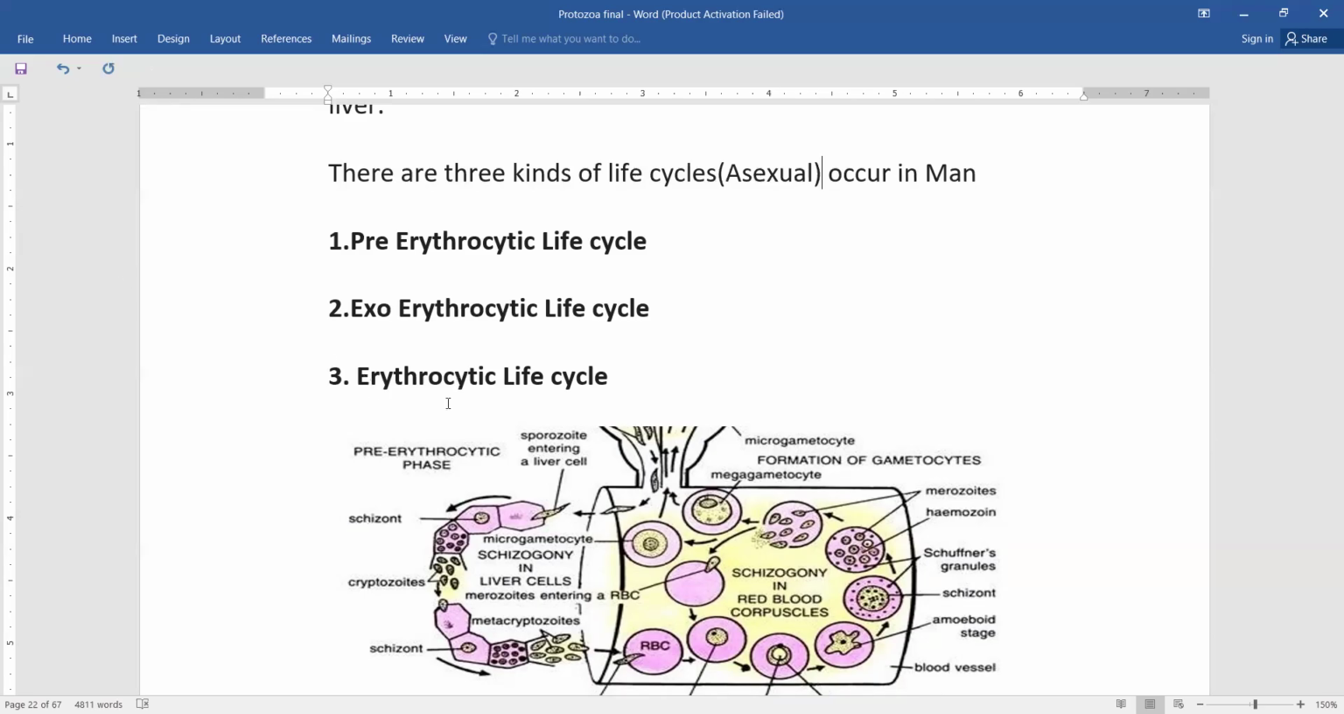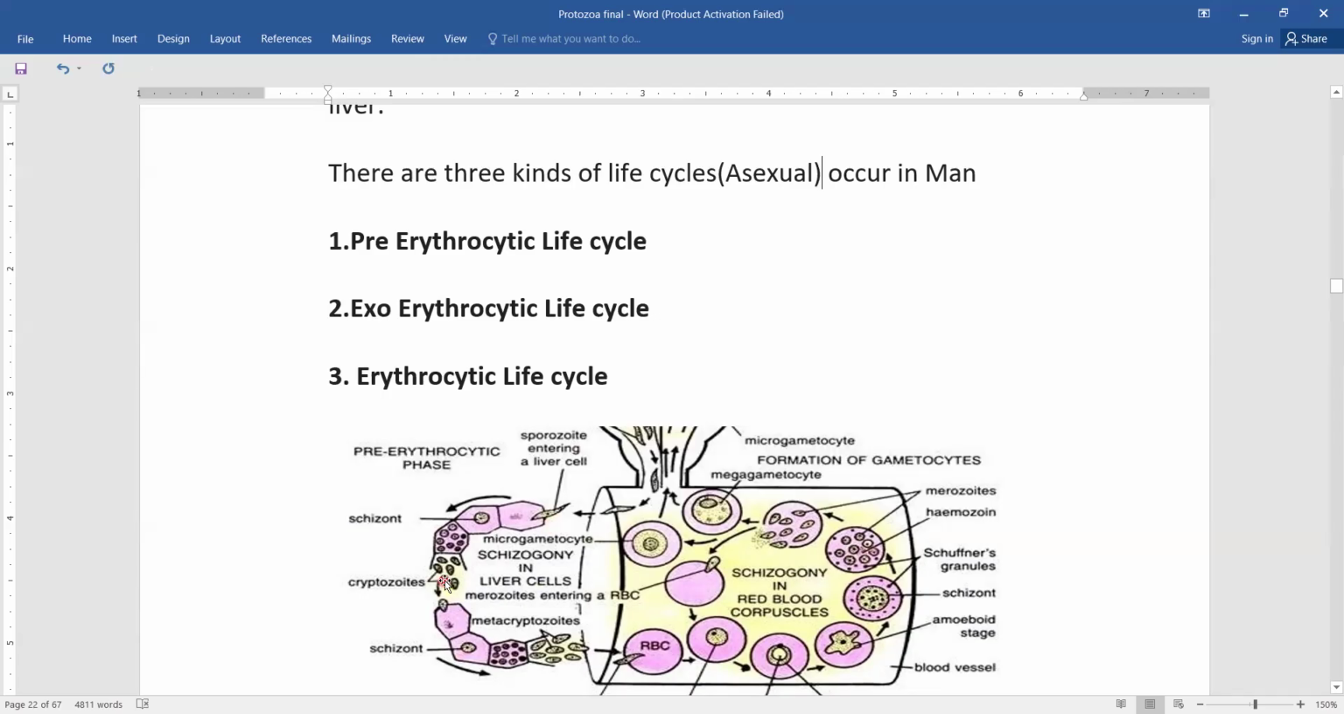ఎరిథ్రోసైట్ అంటే ఏంటి? ఆర్బీసీ. ఆర్బీసీలో జరిగే ఈ లైఫ్ సైకిల్ని మనం ఏమంటాం? ఎరిథ్రోసైటిక్ లైఫ్ సైకిల్ అని అంటాం. అండ్ ఇక్కడ బాడీలోకి ఎంటర్ అయినాక జరిగే షైజోగోనిని మనము ప్రీ ఎరిథ్రోసైటిక్, అంటే ఎరిథ్రోసైటిక్ కన్నా ముందు జరిగేదని. తర్వాత దీని నుంచి ప్రొడ్యూస్ అయిన నెక్స్ట్ స్టేజెస్ మళ్ళీ ఇంకొకటి, హెపటోసైట్ ఆర్ లివర్ సెల్ని ఎంటర్ అయ్యి కంటిన్యూ చేసే ఆ లైఫ్ సైకిల్ ఎగ్జో ఎరిథ్రోసైటిక్ లైఫ్ సైకిల్ అంటాం.